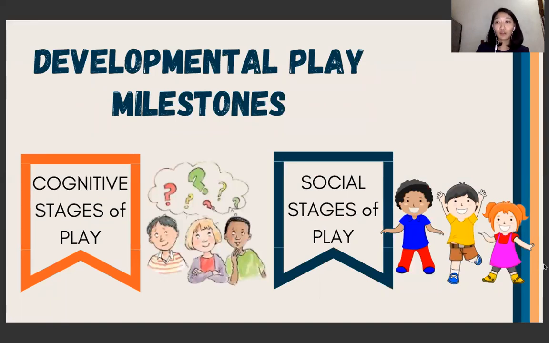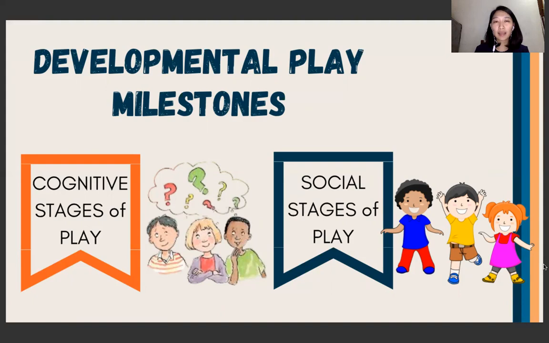We would be looking at two components. First, the cognitive stages. These are forms of play that the child engages in with regard to the toys he selects, how he plays with them, the words that he uses, how he uses them, his thoughts and ideas that all manifest through the manner of his play.